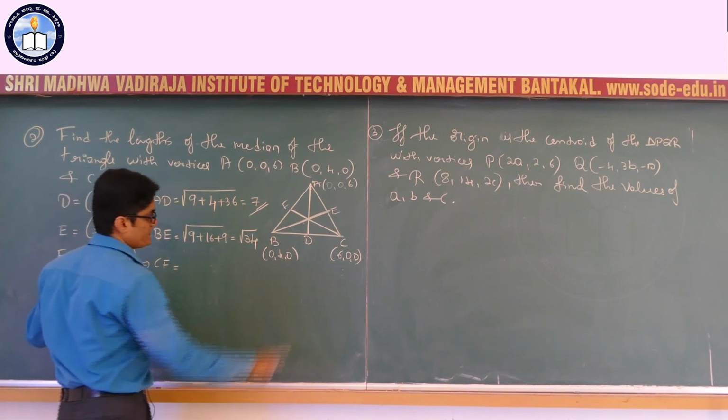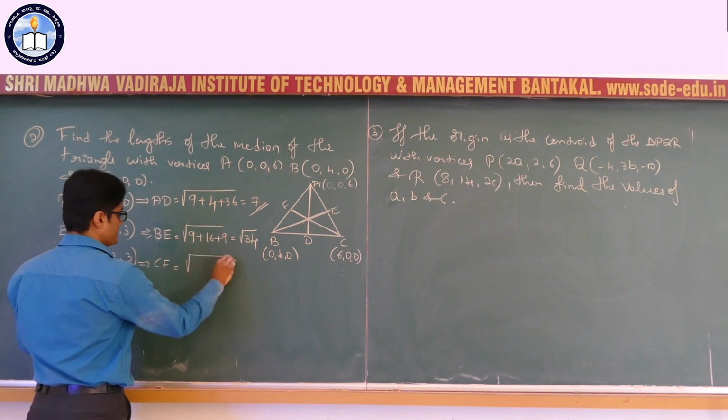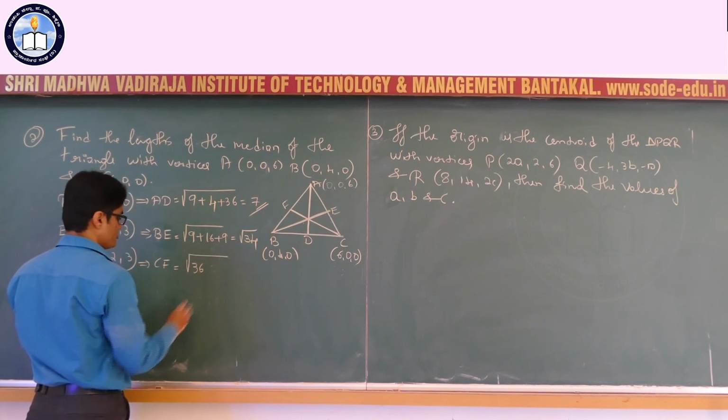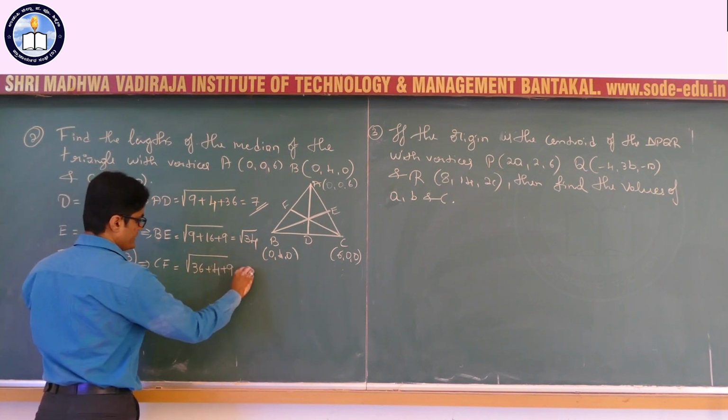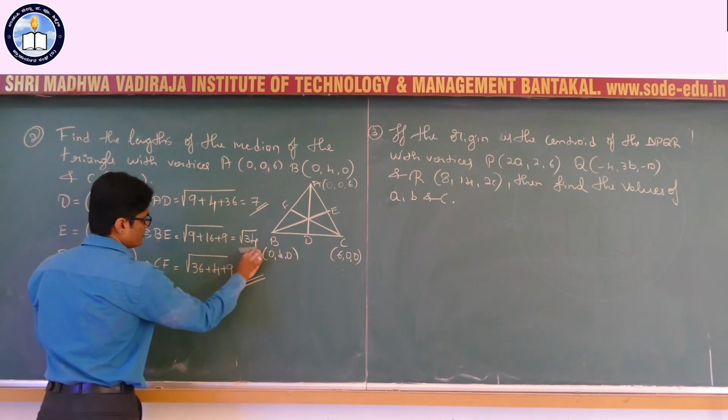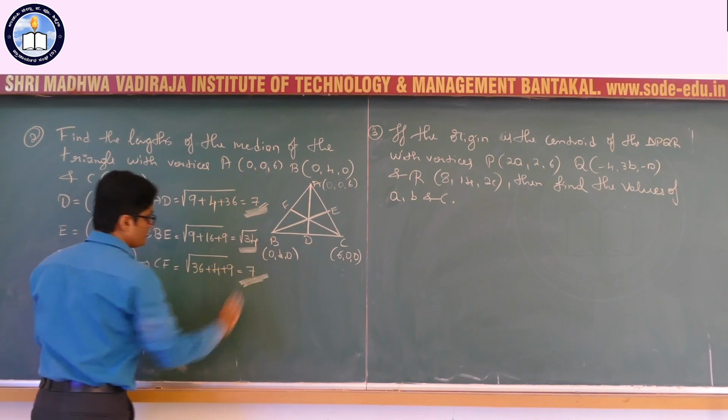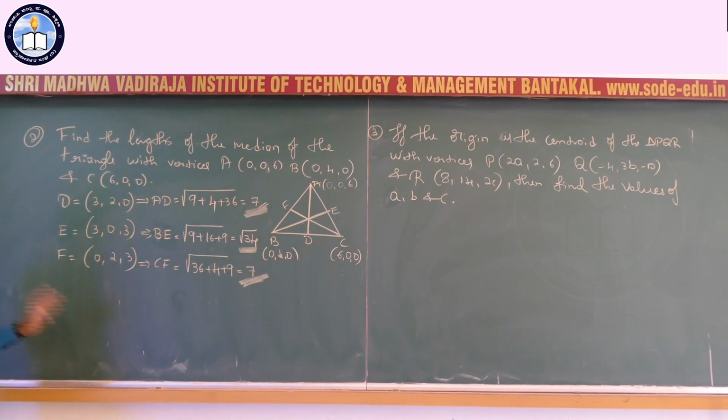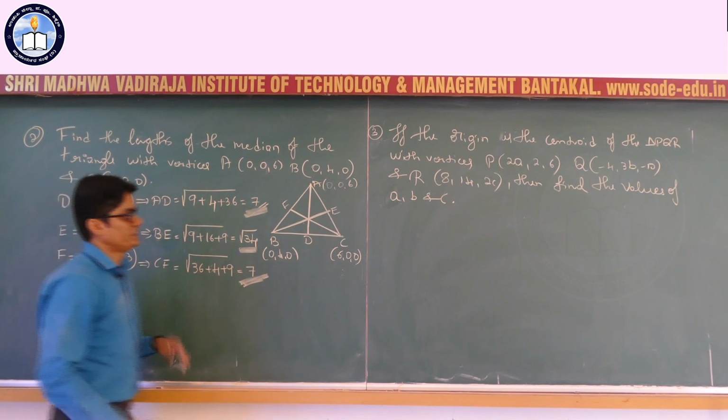Next, CF. (6 minus 0) whole square, 36. (0 minus 2) whole square, 4. (0 minus 3) whole square, 9. Again, it is 7. So these are the lengths of the three medians of the given triangle. Understood? Very good.